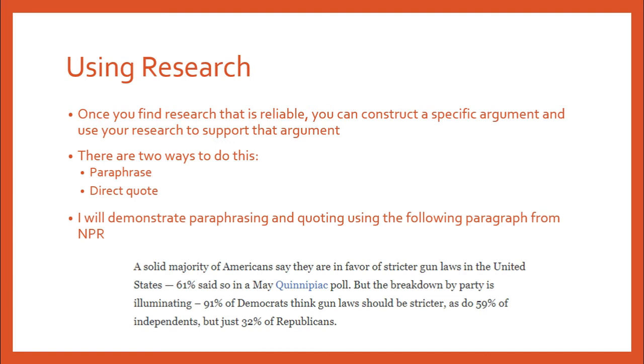So I'm going to demonstrate the process of paraphrasing and direct quoting with a paragraph I have down here, which I took from NPR. So the paragraph says, a solid majority of Americans say they are in favor of stricter gun laws in the United States. 61% said so in a May Quinnipiac poll. I don't know if I said that right. I probably didn't. But the breakdown by party is illuminating. 91% of Democrats think gun laws should be stricter, as do 59% of independents, and just 32% of Republicans. So that's the paragraph we're going to use to paraphrase or quote.